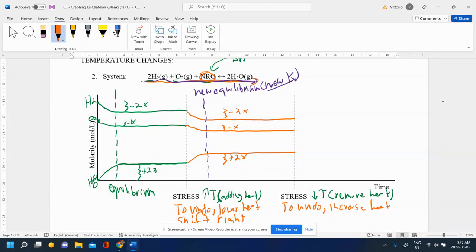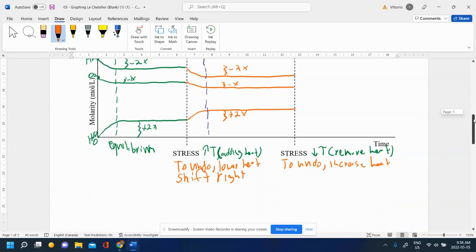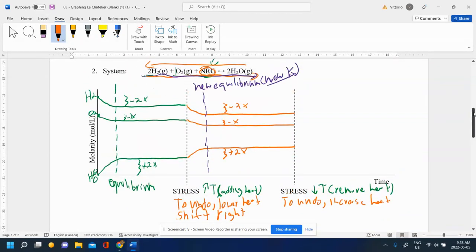So in other words, I need to go from the right side to the left side. I need to break down some water to produce H2 and O2, but also to release some energy so I can get some heat back there, since I removed so much there. So we're going to shift left.